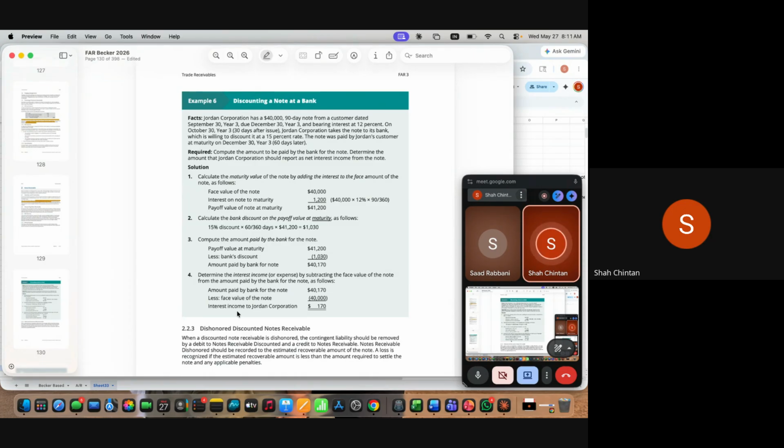Let's look at example number 6 quickly. So Jordan Corporation has a $40,000 90-day note from the customer dated 30th September year 3, due on 30th December. So the customer gave a note of $40,000 on 30th September, whose maturity is on 30th December, and it has an interest rate of 12%. Now you needed money early, so on 30th October, that is after 30 days of issue, but still 60 days to go for maturity, you go to the bank and you discounted this at 15%. Now why 15%?